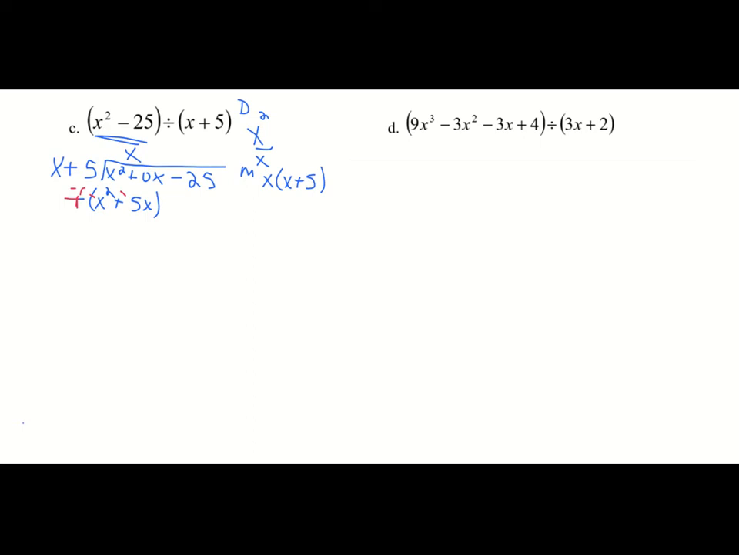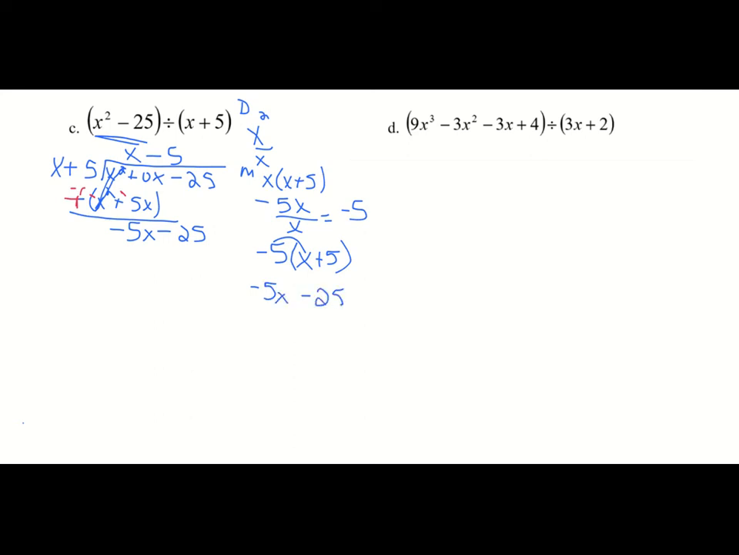So now when we do our combining like terms, x squareds cancel, and then 0x plus -5x is going to leave me with -5x minus 25 when we bring down. So we'll start over. Now we're going to take -5x and divide it by x. So -5x divided by x is going to leave me with -5. And now we multiply. So -5 times x plus 5 is going to give me -5x minus 25.